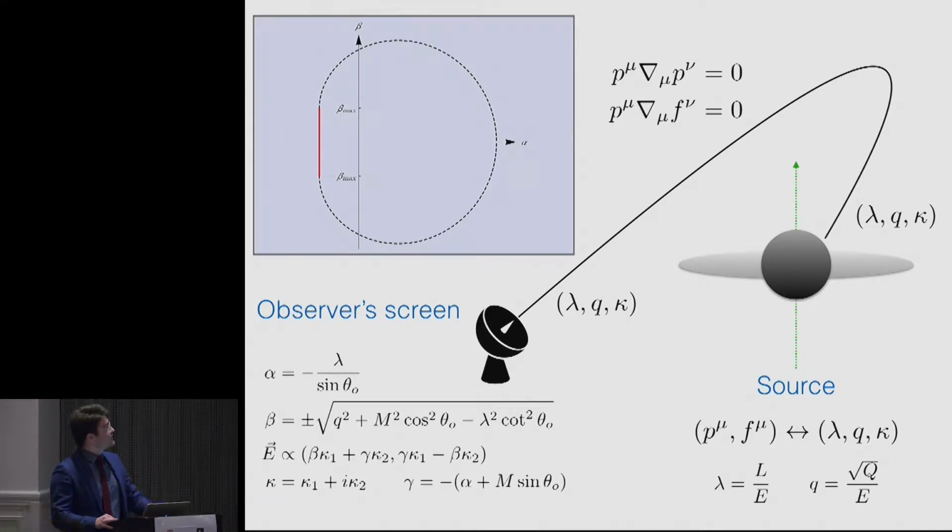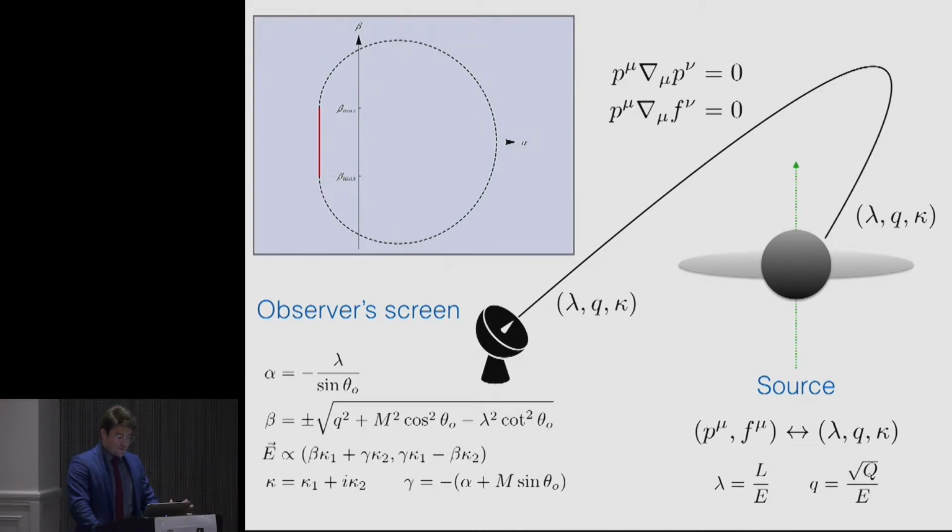So if you have an observer that sits at an angle theta observer relative to the axis of symmetry of the black hole, you'd expect a photon with impact parameters lambda and q to hit the observer screen with the Cartesian coordinates alpha and beta. The details of these formulas don't really matter, but I just want to show you that it's completely explicit. And in particular, you can also extract from kappa the transverse electric field to the traveling wave, and that is the polarization vector field that you would see on the screen. Okay, so there are more formulas that we could describe, but that's really all you need to know.